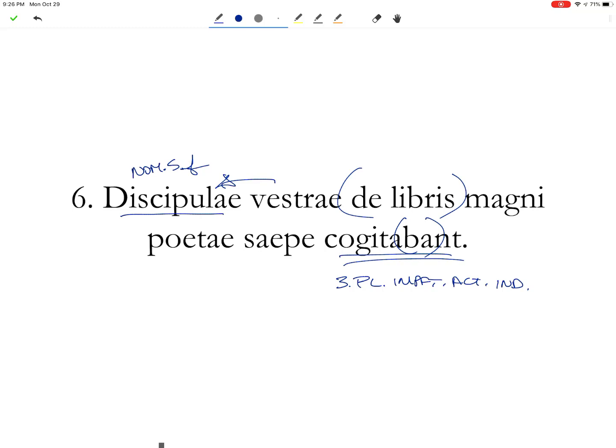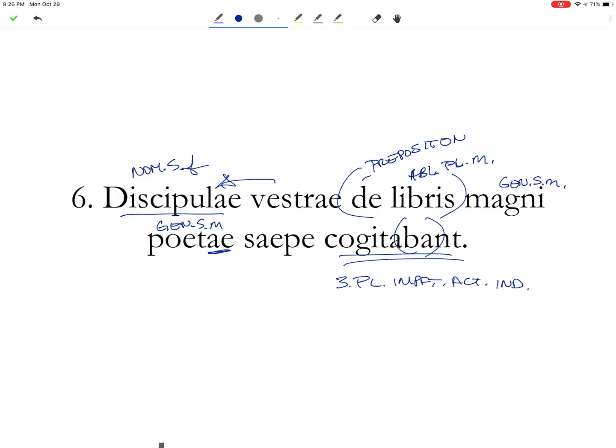About the books, de libris, de is a preposition. It takes the ablative. Libris is ablative, plural, masculine. Magni poetae, it goes together. Magni is genitive, singular masculine, and poetae is also genitive, singular masculine. Despite the fact that it looks like a feminine noun, it is one of those few feminine nouns whose gender is masculine, and that's why Magni modifies it.